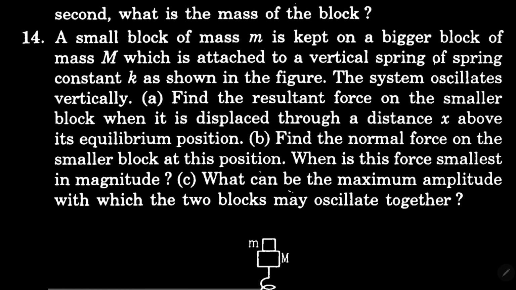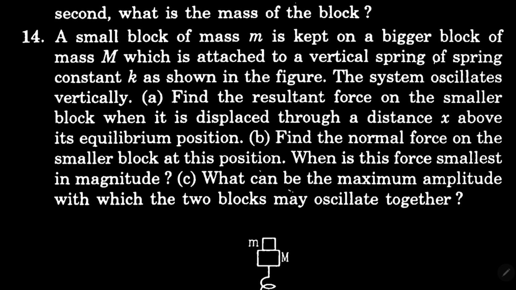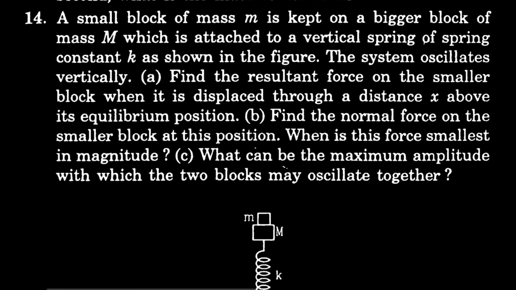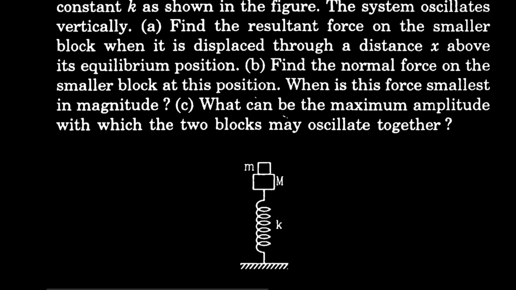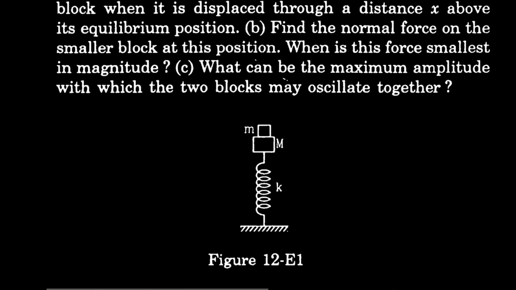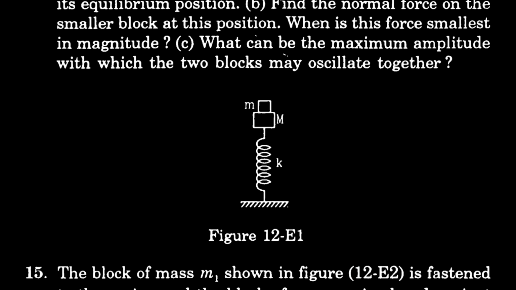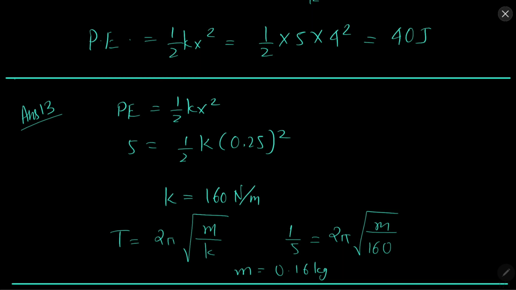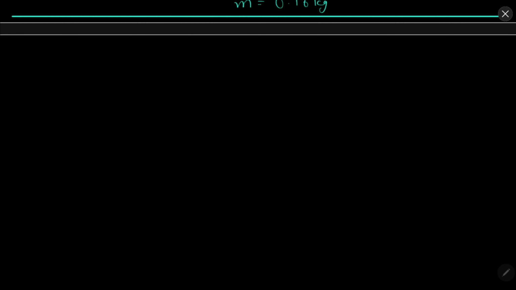In question 14, we have a small block of mass m. We need to find the resultant force on the smaller block when it is displaced through distance x. We need to find the normal force on the smaller block, and what can be the maximum amplitude with which the two blocks may oscillate together. This figure is given to us. So this is solution 14.